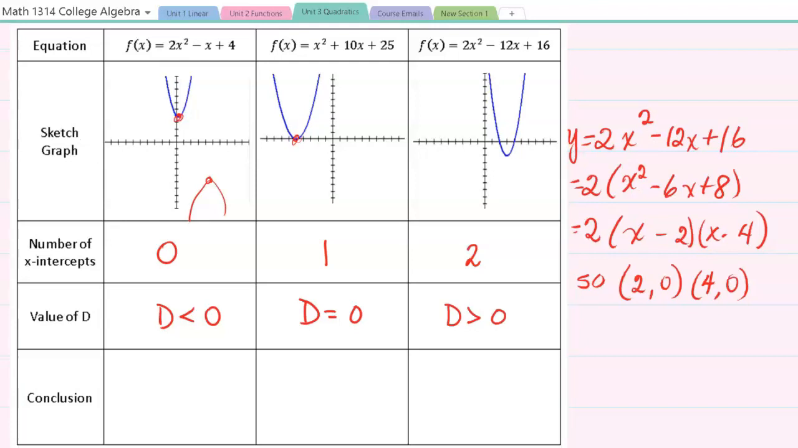The conclusions are that if D is less than 0, the graph will not have x-intercepts and will not touch or cross the x-axis. If D is equal to 0, the graph will only touch the x-axis and have one x-intercept. And if D is greater than 0, the graph will cross the x-axis twice, and it will have two x-intercepts.